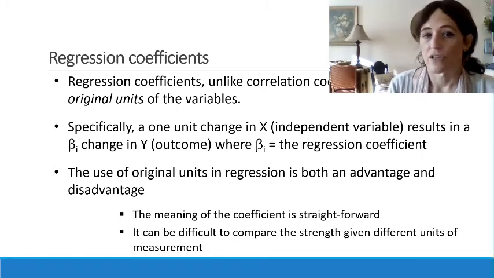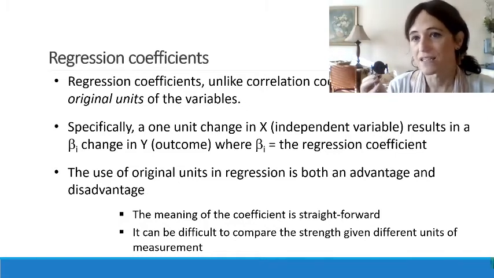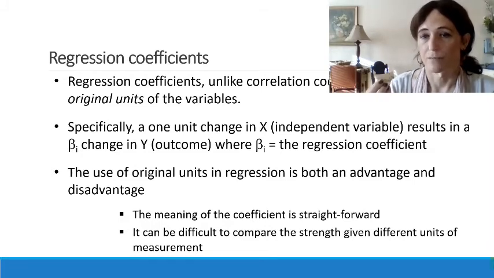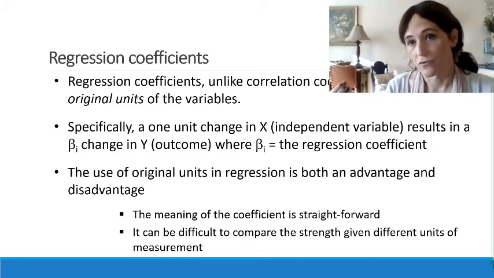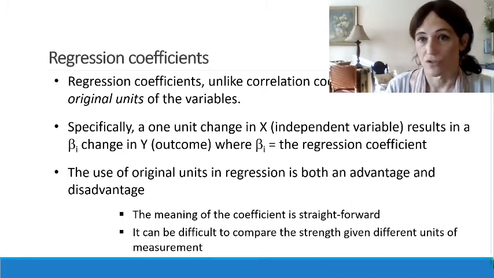The use of original units in regression is both an advantage and a disadvantage. Clinically, we like to have things that can translate into real values; it's easily interpretable in that sense. However, it can be difficult to compare the strength of one independent variable and the dependent variable relative to another independent variable and the dependent variable, given that they're measured in different units. So correlation is nice because it is based on standardized units. Linear regression is always based on the original units.